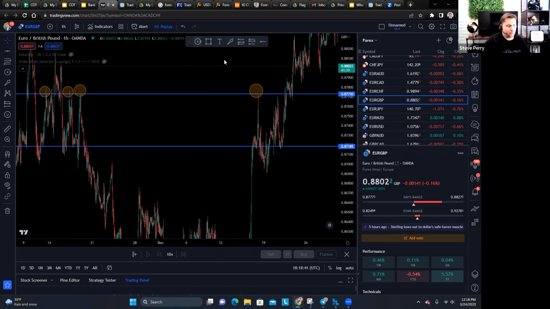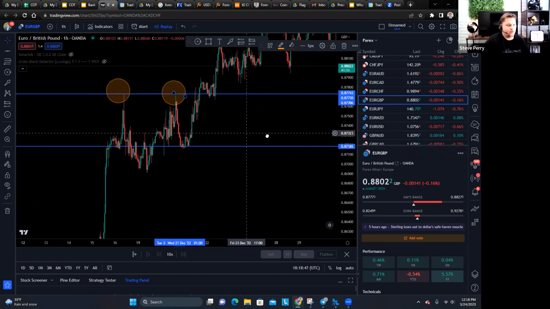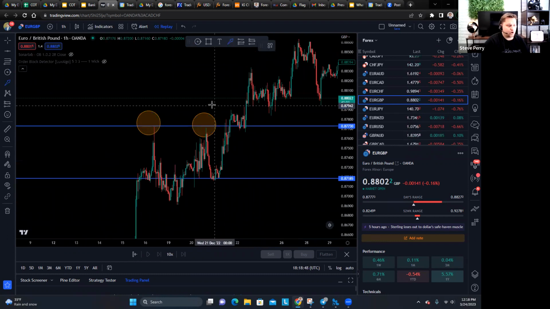That is a structure point, okay? Structure. Look what happened right here. It broke structure right there, broke it.